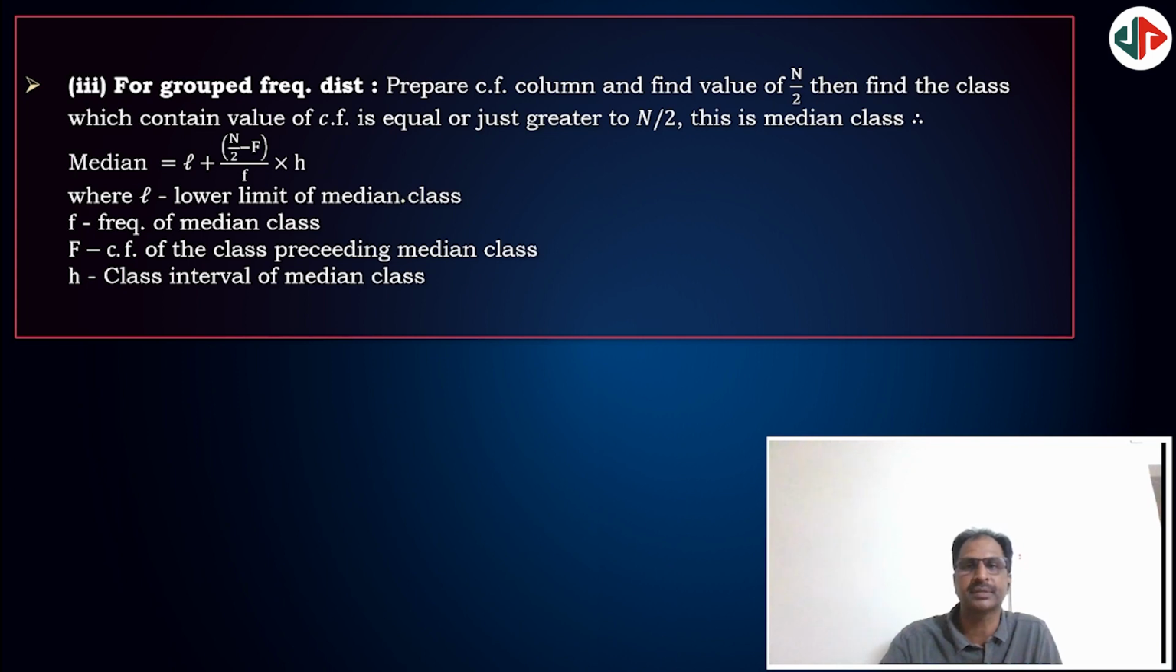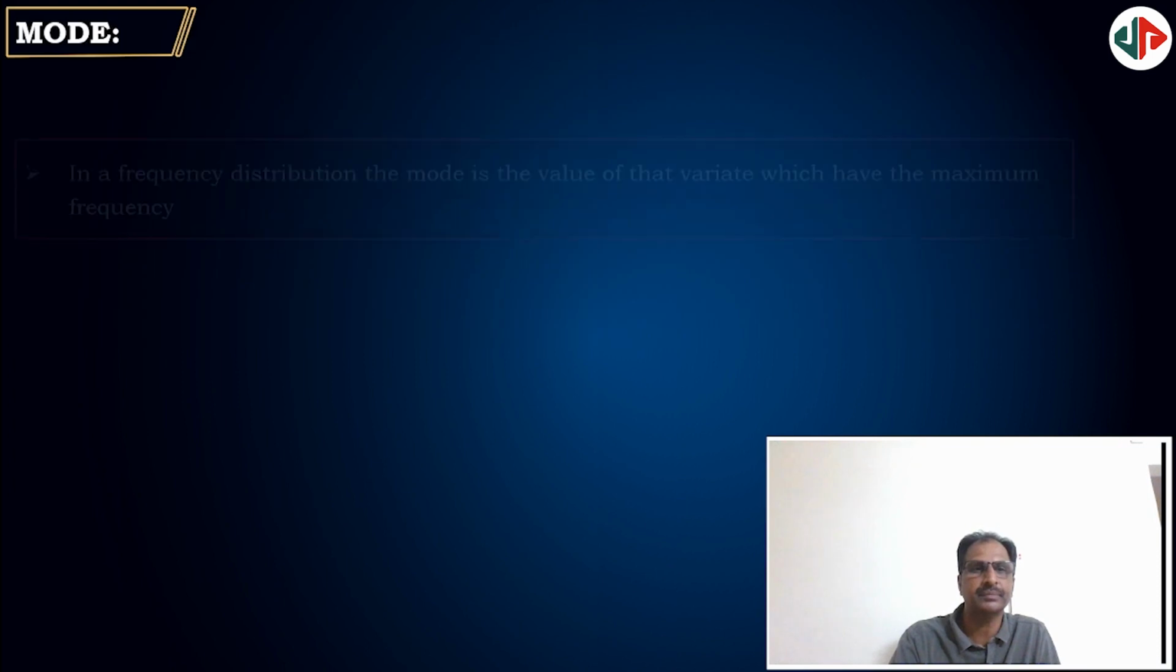How to find the median class? The class interval corresponding to the cumulative frequency just greater than or equal to n by 2 is known as the median class. L is the lower limit of the median class. Small f is the frequency of the median class. Capital F is the cumulative frequency of the class preceding the median class. And h is the width of the median class.